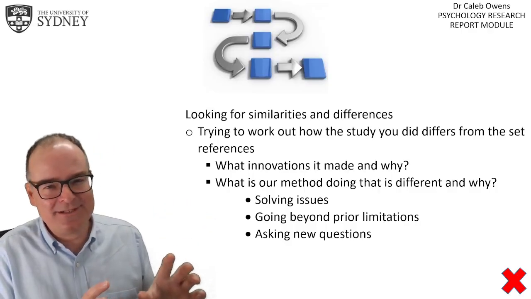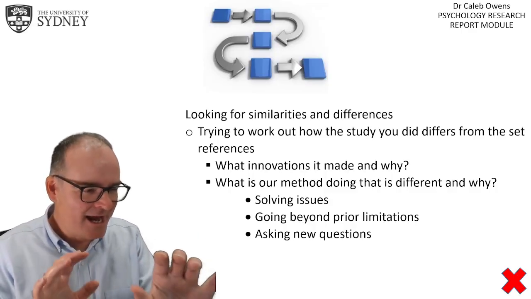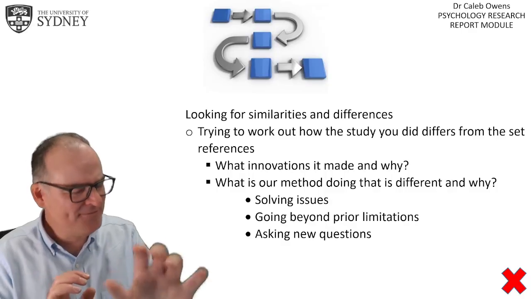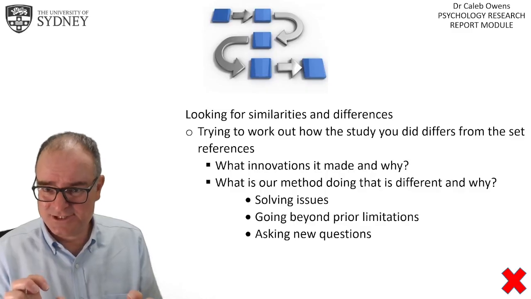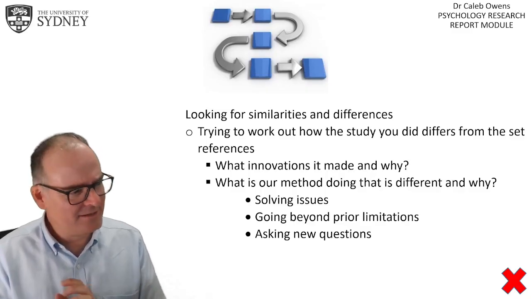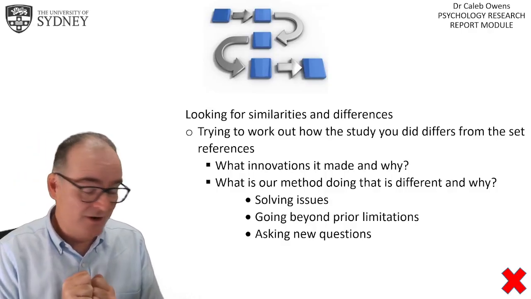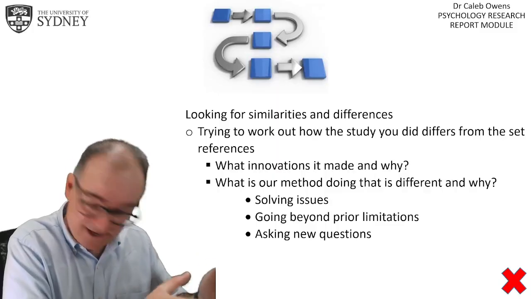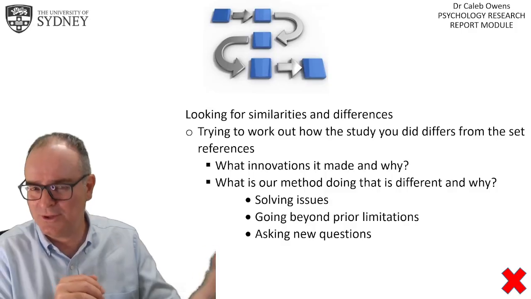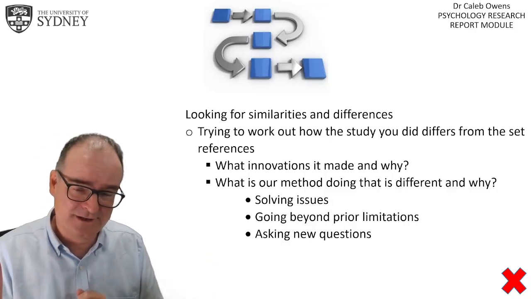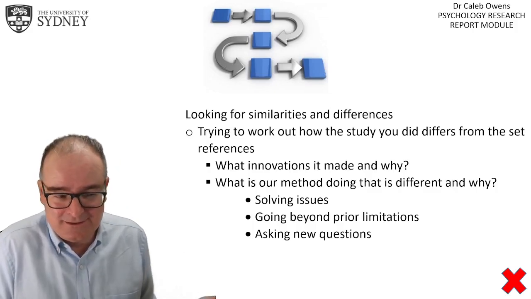Look for similarities and differences between the method we did and the set references, trying to work out how the study we did differs. You're looking for innovations. So we did that differently. Why did we do that differently? Were we trying to answer a new question? Were we trying to answer the old question in a different way? Was there perhaps a potential flaw in the way it was done previously? We're improving on it slightly. Why are we doing it?